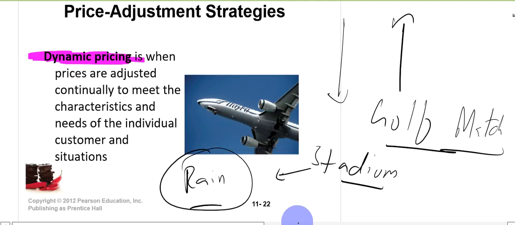Then they will reduce the price of the ticket. And when they see that two rival opponents are having a match in the stadium and people will take interest in watching it, then they will raise the price of the ticket. Same is true with a movie.